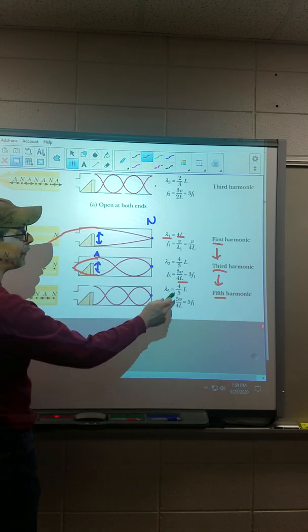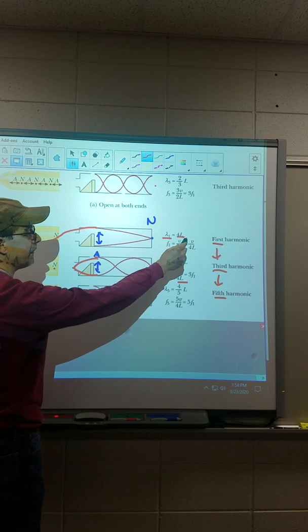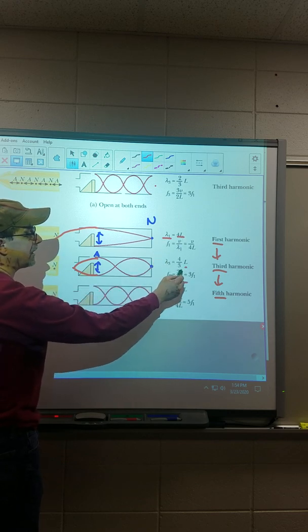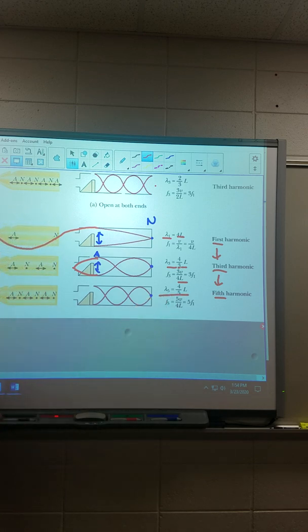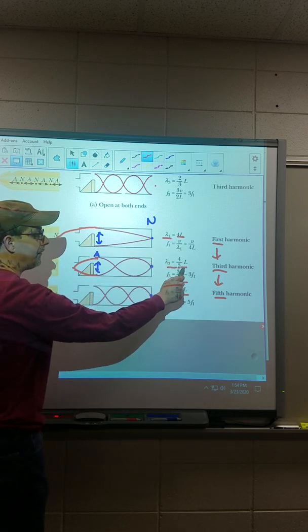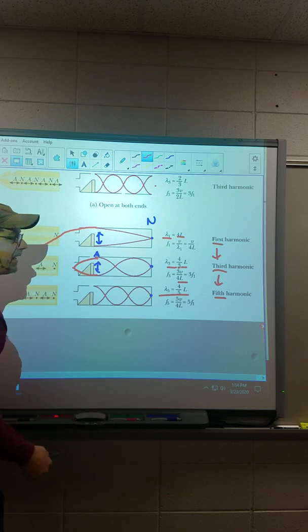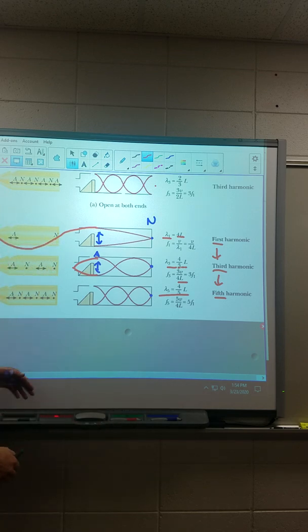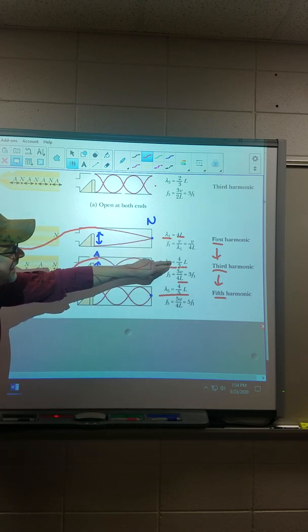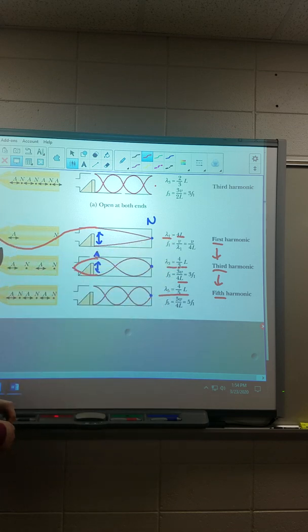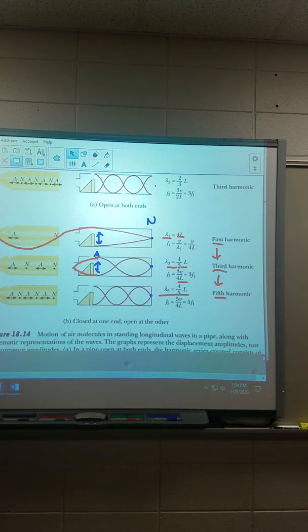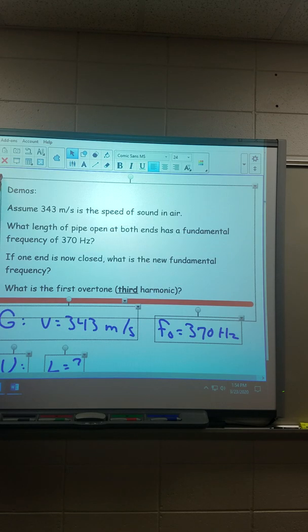So I go from a wavelength here of 4L to a wavelength of 4/3 L to a wavelength of 4/5 L. Notice that my wavelength in each case is just going to be an increasing denominator, but I'm going up by consecutive odd integers, 4 divided by that number, to figure out what that wavelength is going to be. Okay, so let's try a problem related to this.